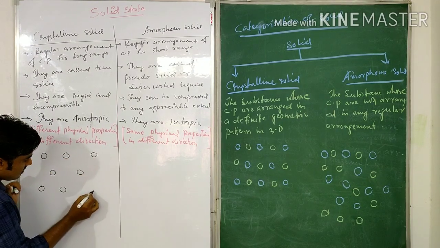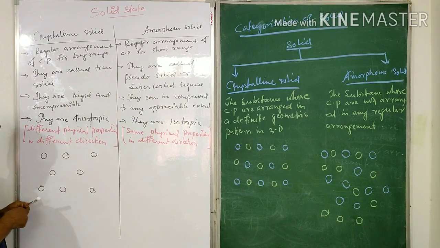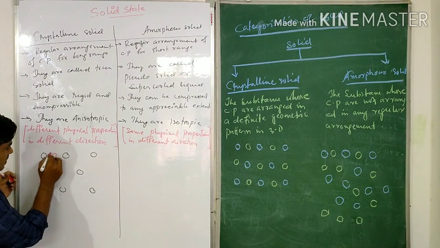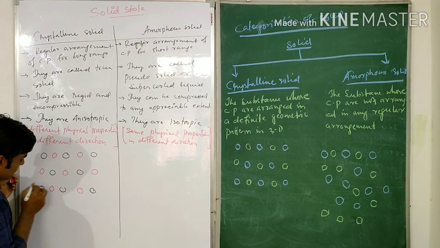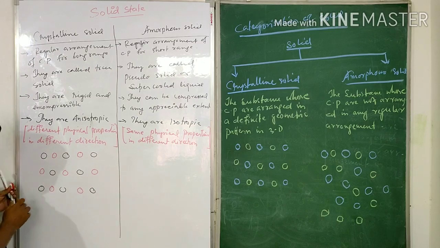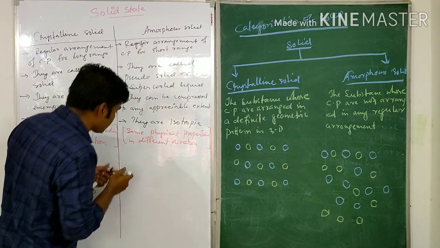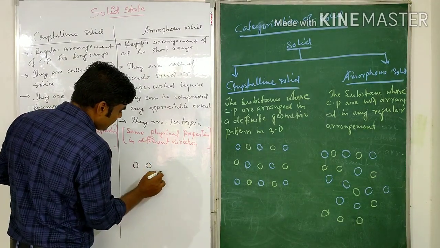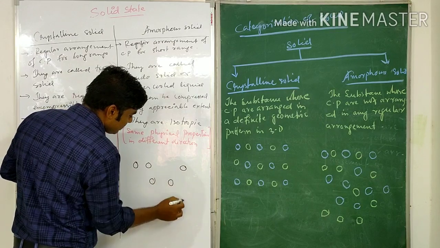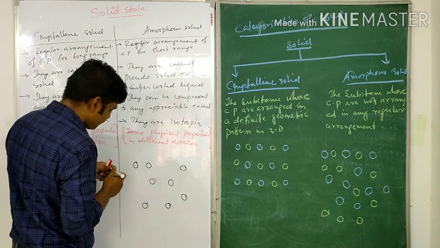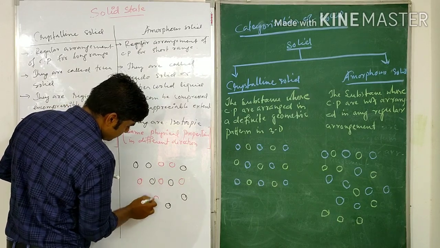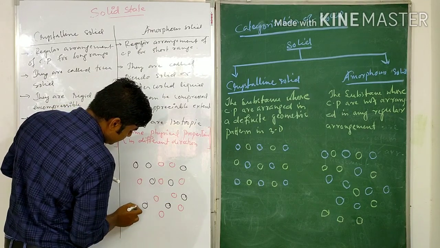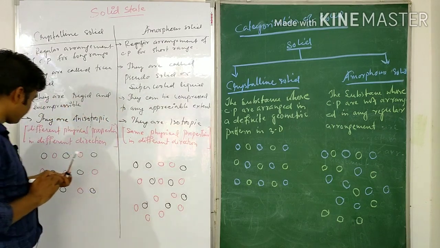So this is the crystal, and it has a regular arrangement of atoms. I put here the regular arrangement of atoms. This is the crystal. And the amorphous solid has no regular arrangement of atoms; the atoms are randomly arranged over here. You see, the atoms are randomly arranged.